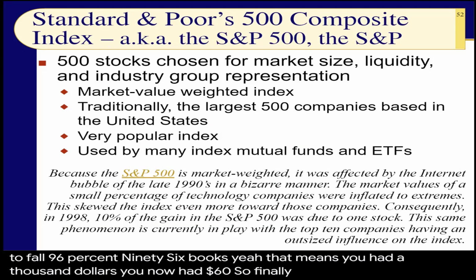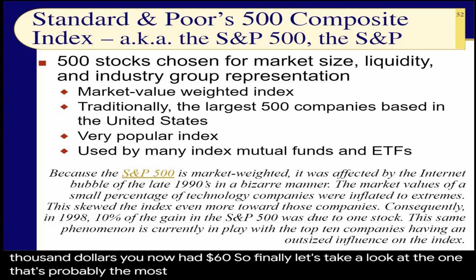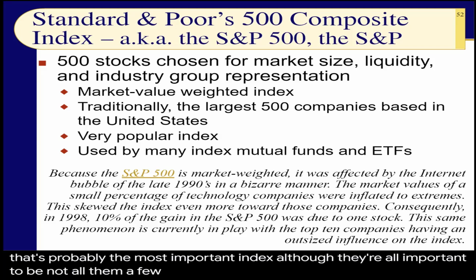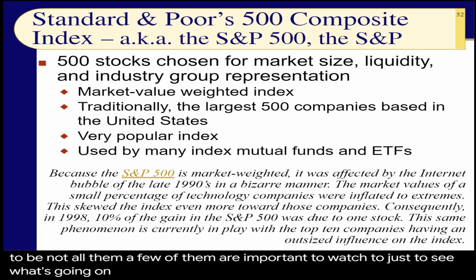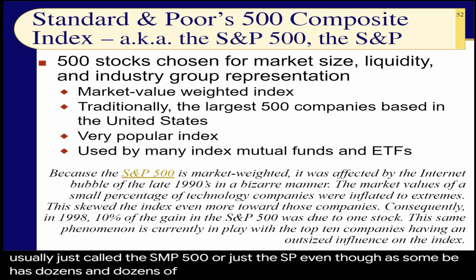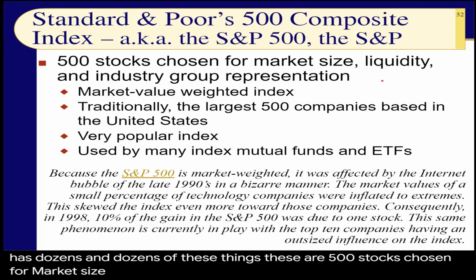So finally, let's take a look at the one that's probably the most important index, although they're all important to be, not all of them, a few of them are important to watch to see what's going on. The Standard & Poor's 500 composite index, usually just called the S&P 500 or just the S&P, even though S&P has dozens and dozens of these things. These are 500 stocks chosen for market size, liquidity, and industry group representation.